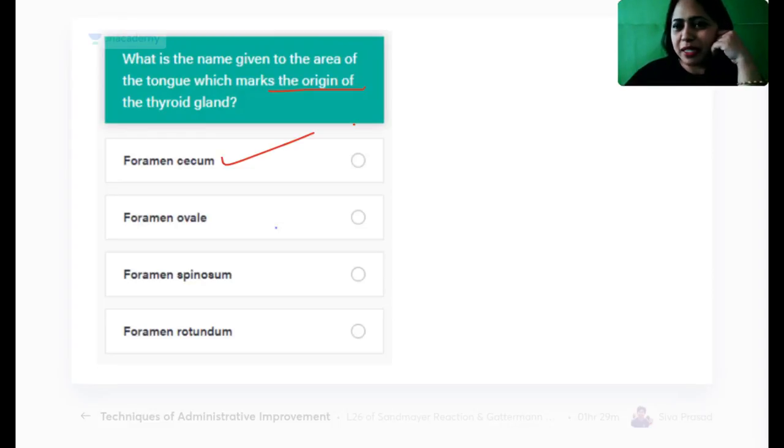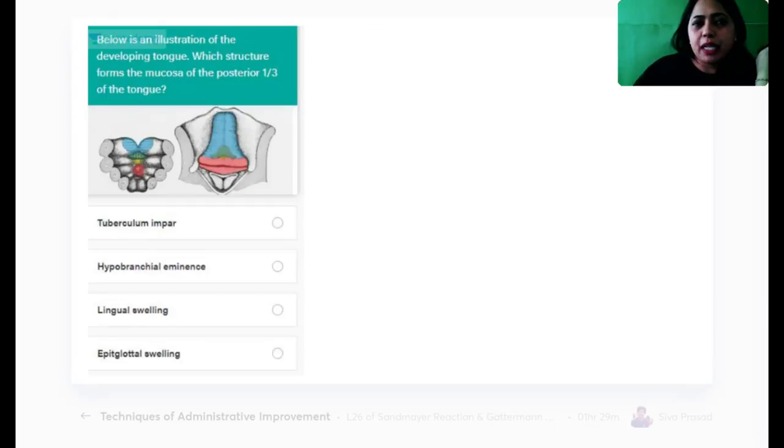So the answer here is foramen cecum. This is not the cecum that is present in the cranial cavity. This is a different cecum. This is on the tongue, okay, on the lingual surface of the tongue. So that is foramen cecum. So now here below, it's an illustration of the developing tongue, okay. So which structure forms the mucosa of the posterior one third of the tongue? Posterior one third of the tongue.